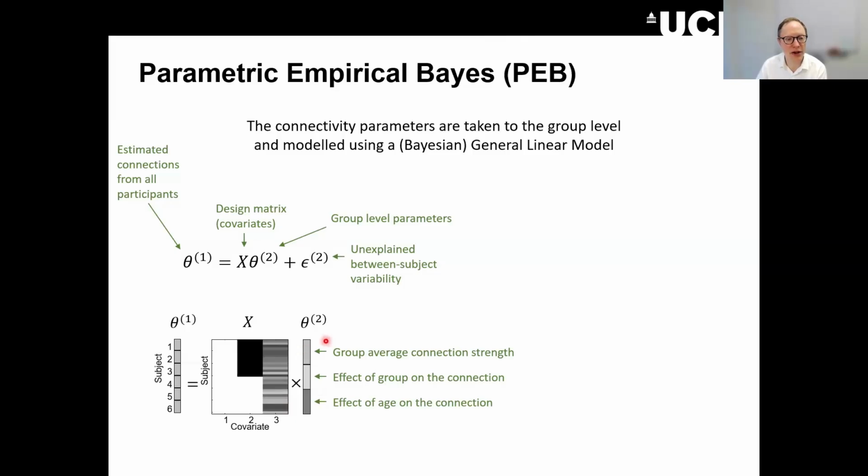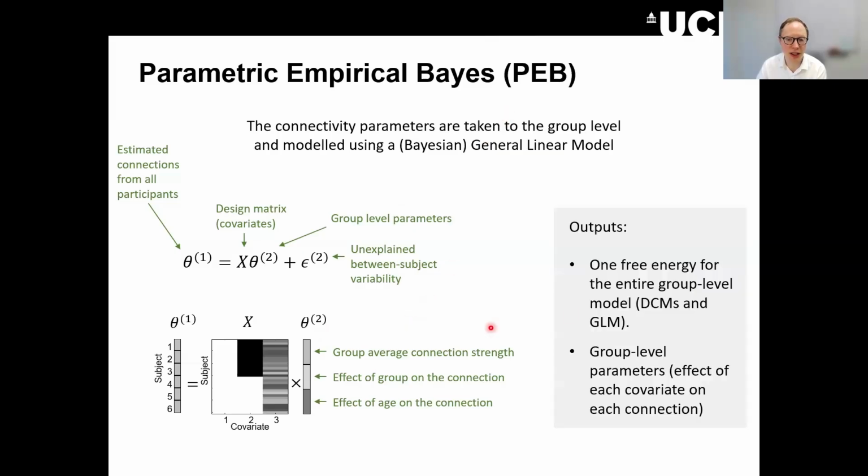What the PEB framework will return to you are two things. It's going to give you one free energy for the entire group level model. So remember, free energy is a single number, a statistic, that says how good the model is. You'll now get one free energy for your entire population of subjects, taking into account both the individual DCMs and this second level GLM. That's really useful because it means you could try different GLMs, different regression models with different mixtures of covariates, and see which gives you the highest free energy.